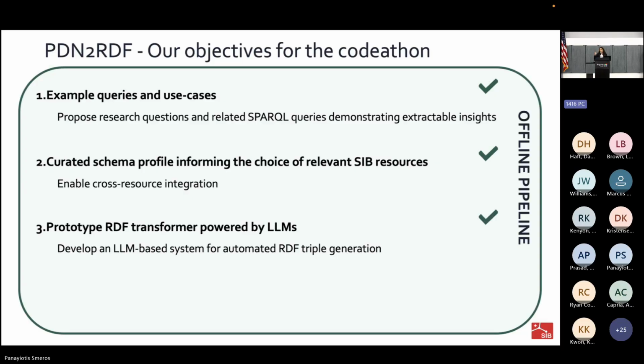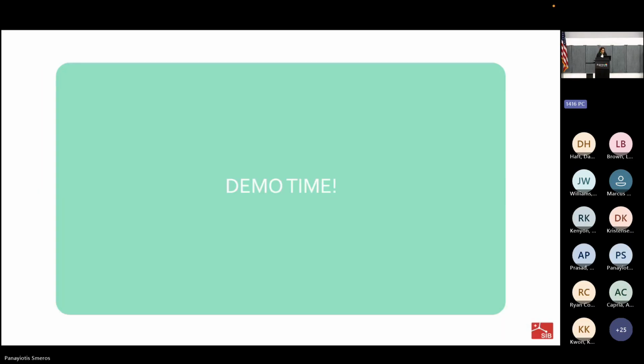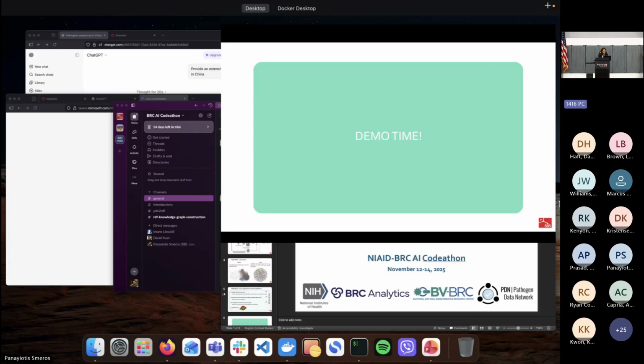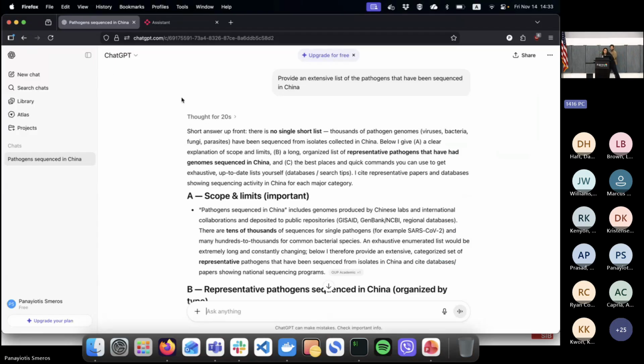This is the offline pipeline, so the first part of the workflow. And then the bonus thing that we managed to do was also the online pipeline, which was cool. And now it's demo time, and you actually see the online pipeline, which is really what matters, because the offline pipeline, as a user, you probably will never see it. I'll let Panayoti show you how to use it.